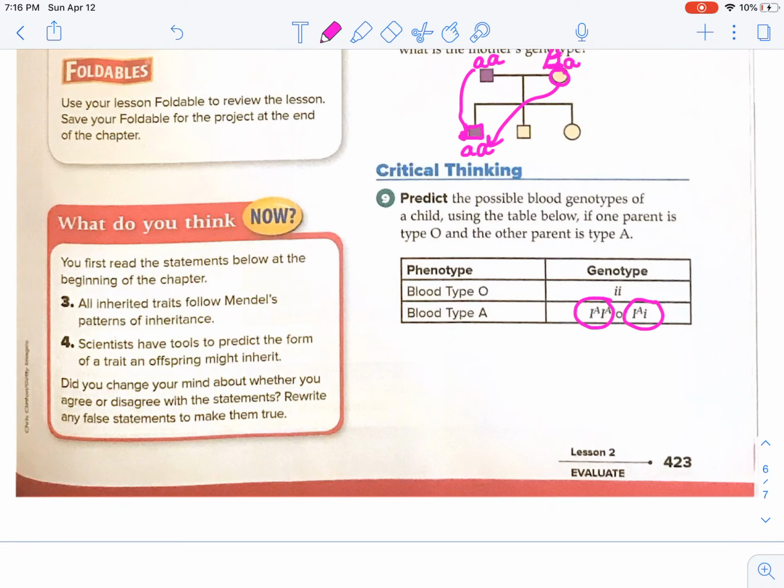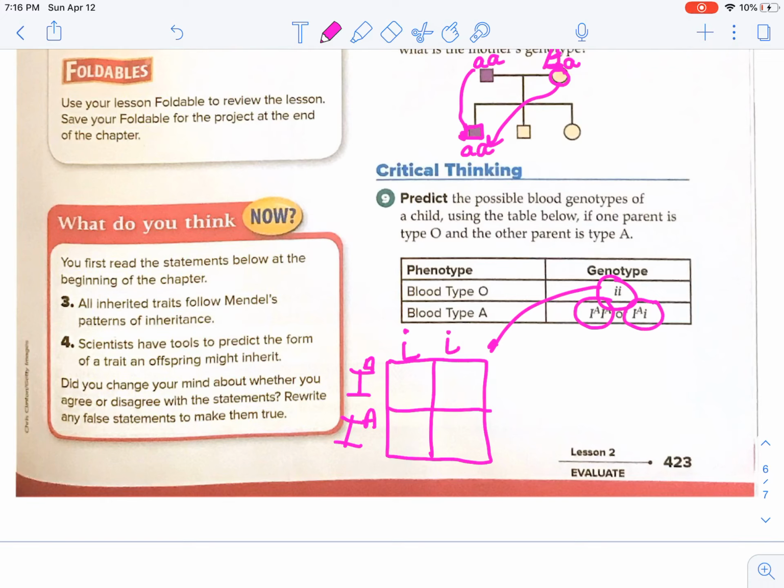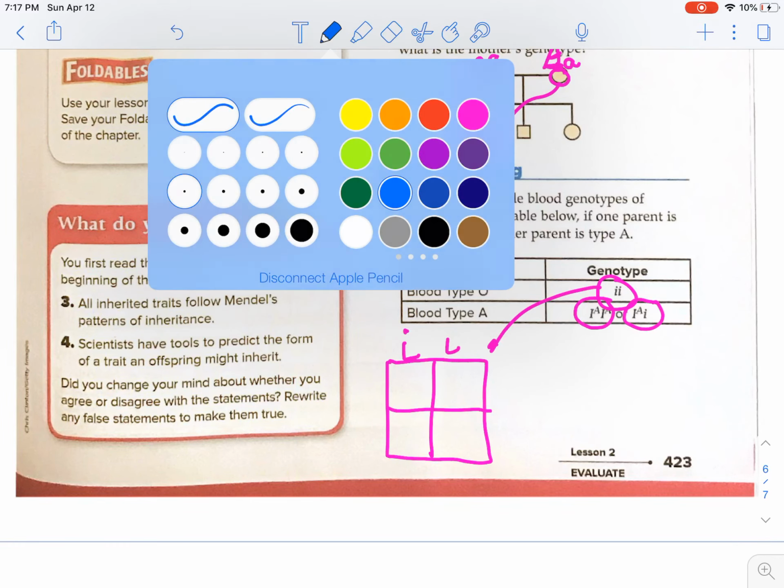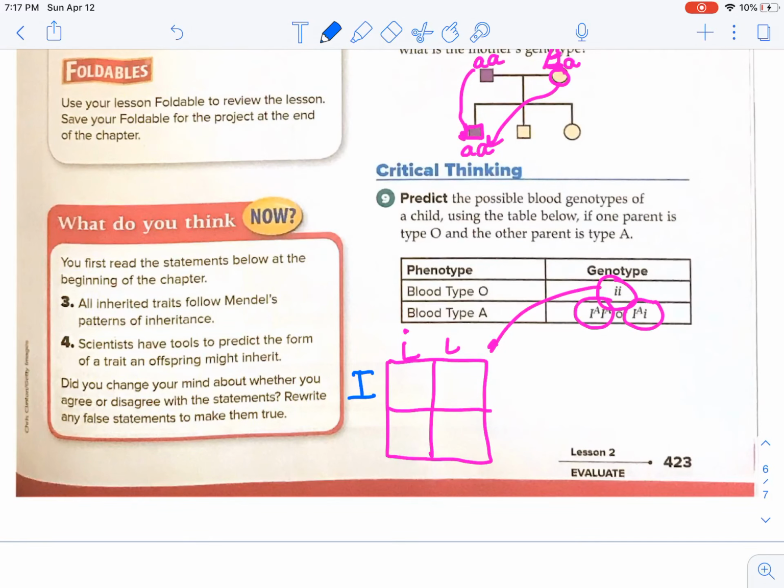All right, so the parent that we do know, we're going to put up here, and the parent that we don't know, we're going to use the homozygous first, and then we'll do the heterozygous. So in a cross like this, in fact, let's fill those in with a different color, because I think it's fun to use your different colors. So let's do blue. So I, A.